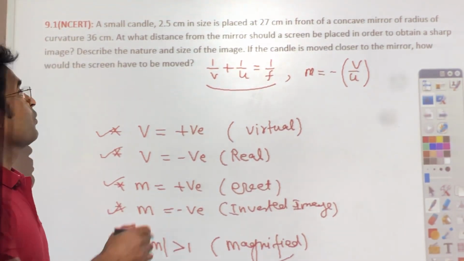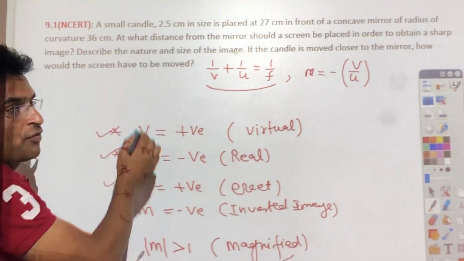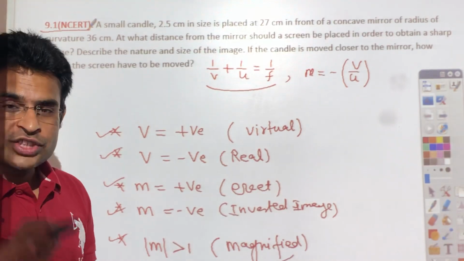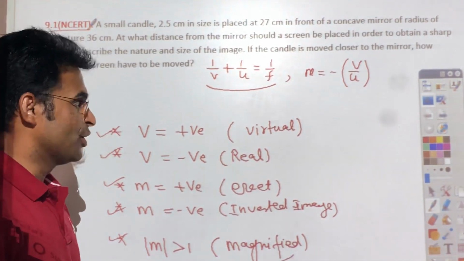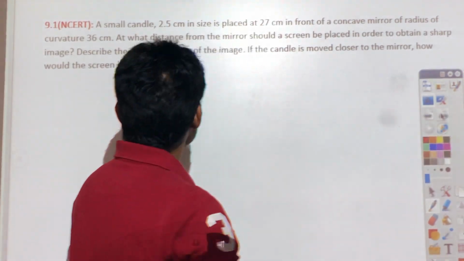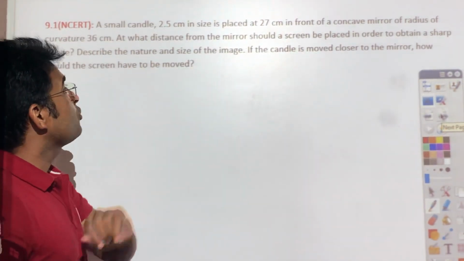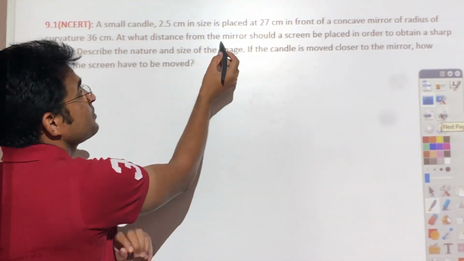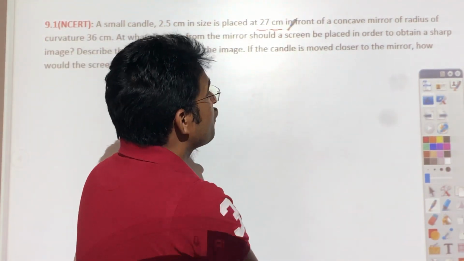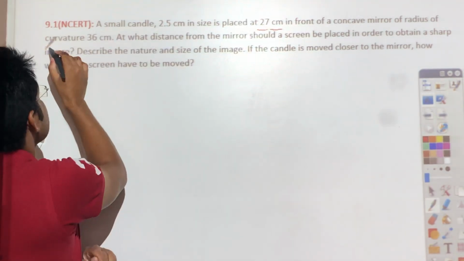For that purpose, look at this question, question number 9.1 from NCERT. This is the first exercise question 9.1 from optics. If you read this question, they are asking: a small candle 2.5 centimeter in size is placed at a distance of 27 centimeter in front of a concave mirror of radius 36 centimeter.